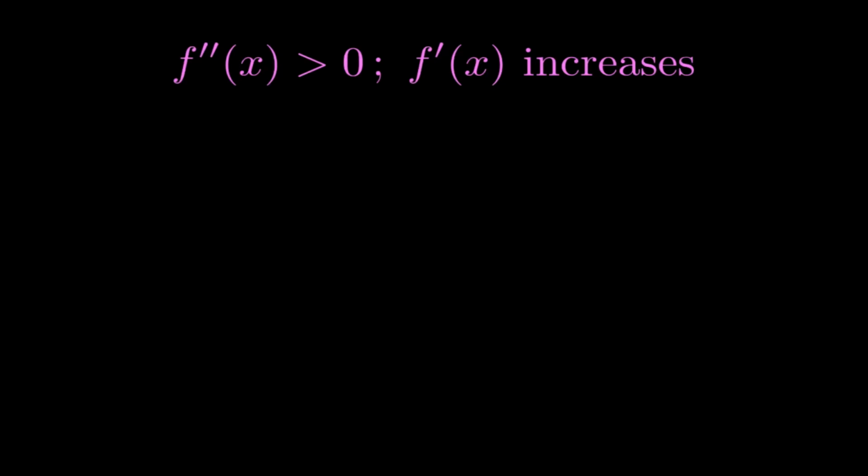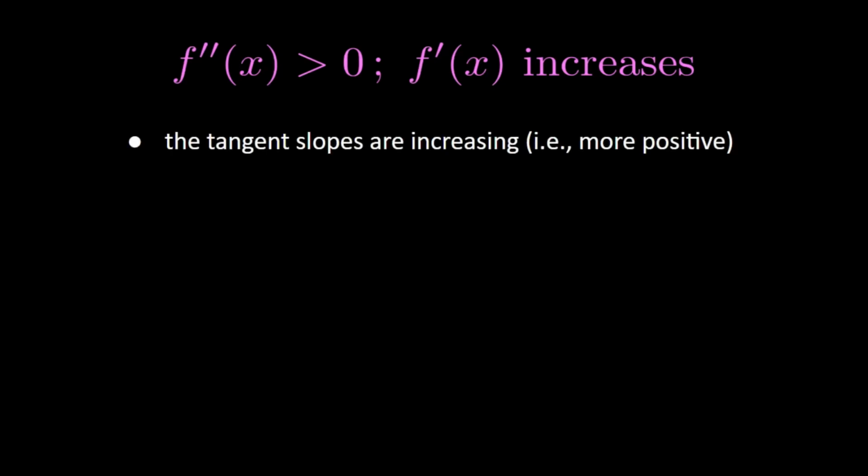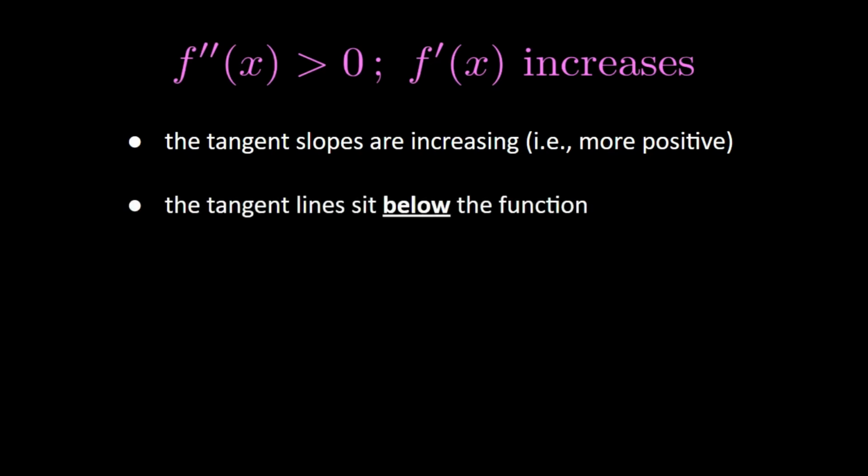So the second derivative is keeping track of whether the first derivative is increasing or decreasing. As I said, if the second derivative is positive, the first derivative increases. And what exactly does that tell us? Well, it means the tangent slopes are getting bigger, more and more positive. And if that happens, you will see the tangent lines sitting below the function, and we say the function is concave up.